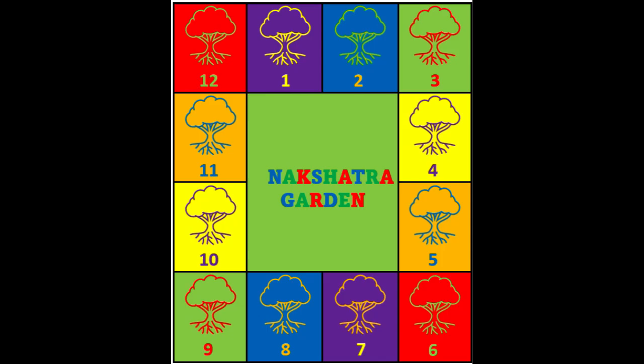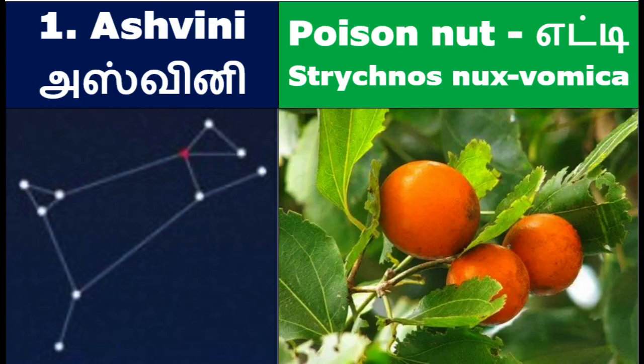In the Vedic system of astrology, the 27 constellations or nakshatras under 12 zodiac signs are intricately connected with specific plants. When these plants are laid out in accordance with the positions of the stars or constellations, they form the Nakshatra Garden. Ashwini Nakshatra is associated with poison nut tree.